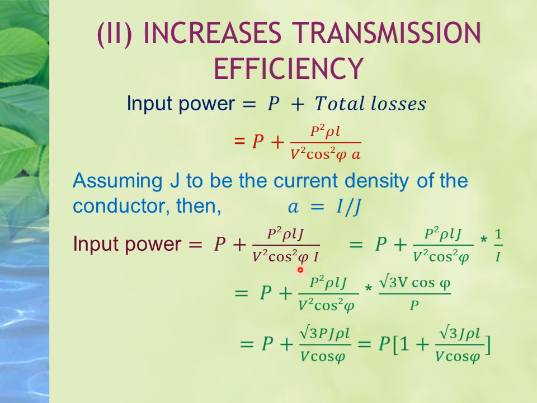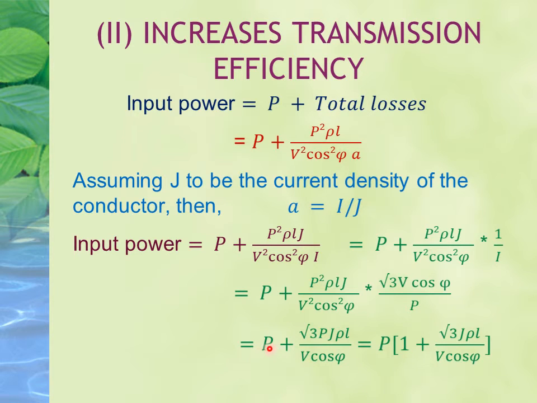So your input power expression will be represented like this. Here we are separating I, and already we know the expression for I is P by root 3 V cos phi. Replacing that I here, the voltage and voltage get cancelled, P and P get cancelled. So your expression will be reduced like this.